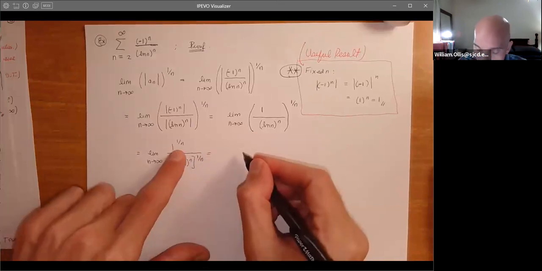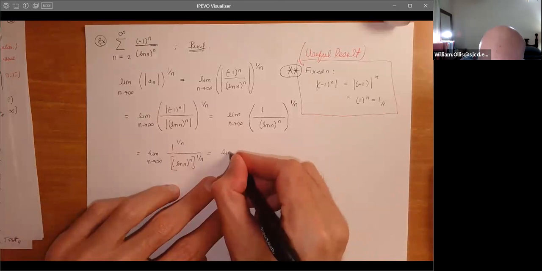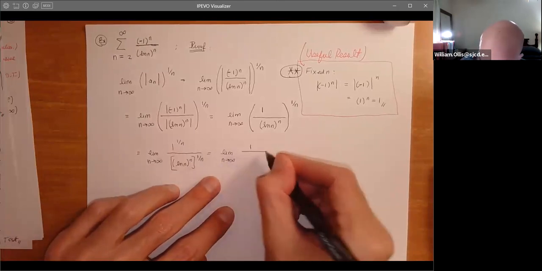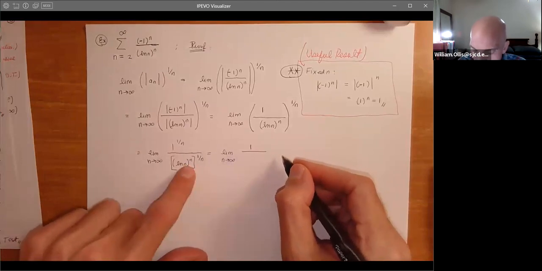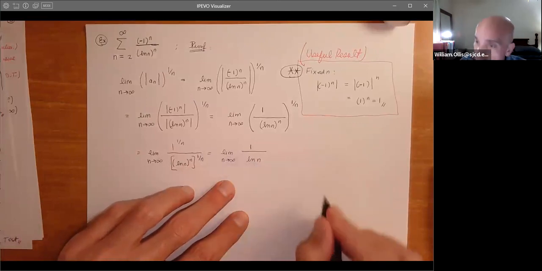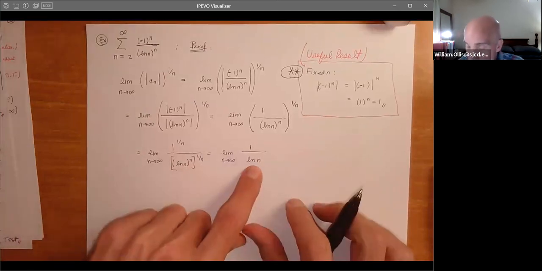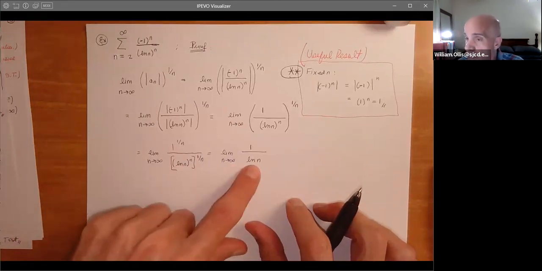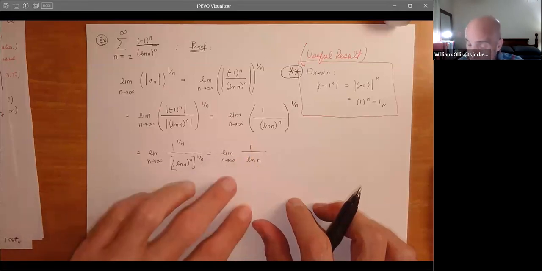So of course, the nth root of 1 is 1. That's determinate. And of course, the nth root of ln n to the n, the n times the 1 over n gives us 1, and this just gives us ln of n. And now, of course, the logarithm function is an increasing function. So as n passes to infinity, this becomes unbounded. And so, of course, this limit is clearly 0.